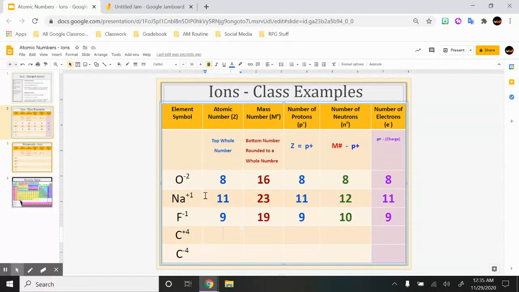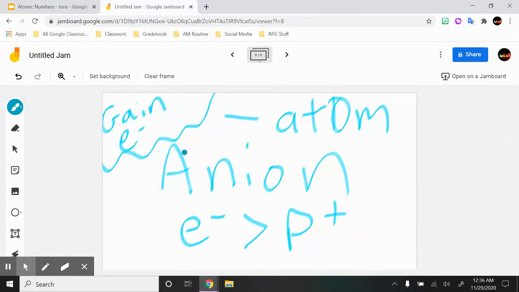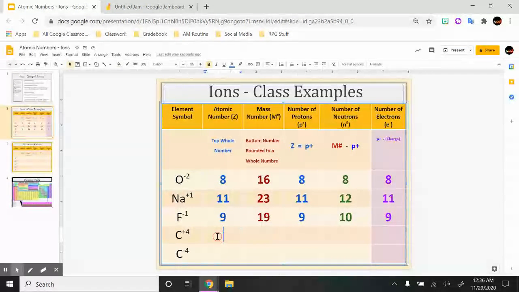Okay, this one should be easy because they're both carbon, so we can just do it at the same time. So carbon has an atomic number of 6 and a mass of 12.01. So 6, 12.01, we can round to 12. The number of protons will still be 6. And to get our neutrons, we do mass minus protons equals neutrons. Okay. Now, this one's going to be the same until we change the charge. So it's going to still be carbon, so all these things will be the same.